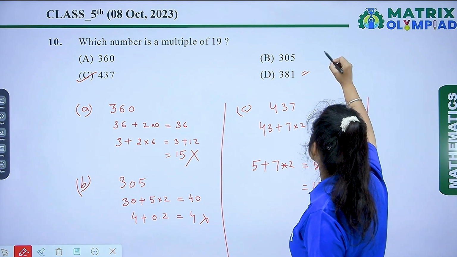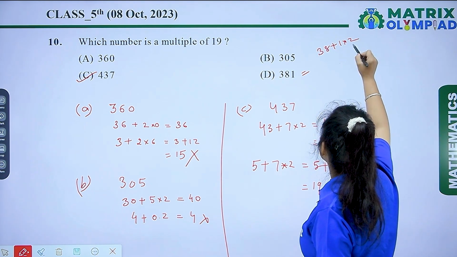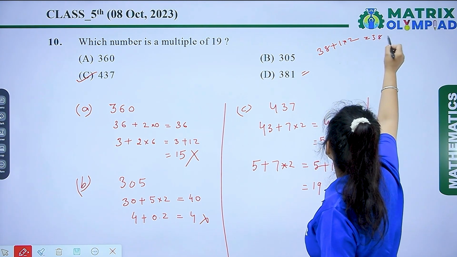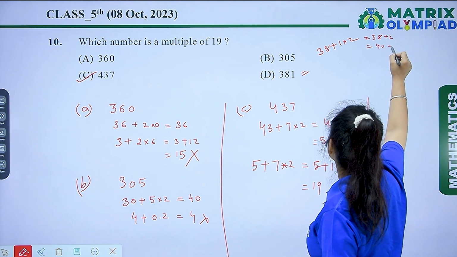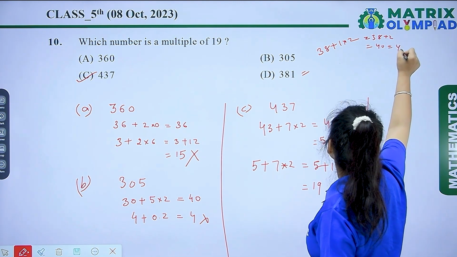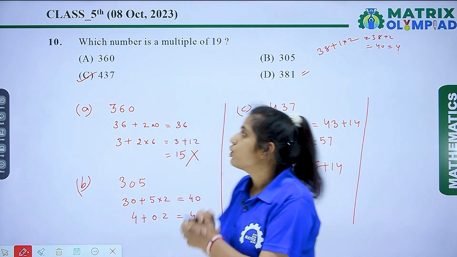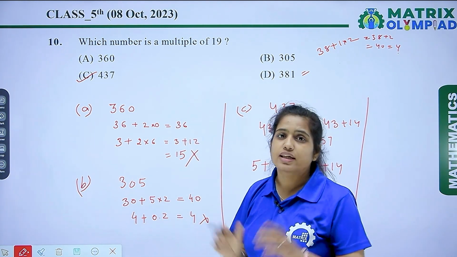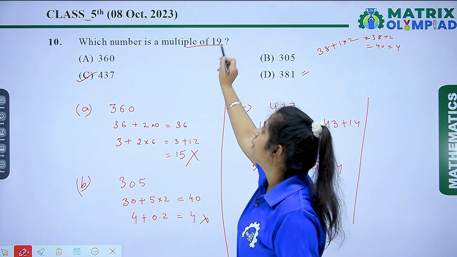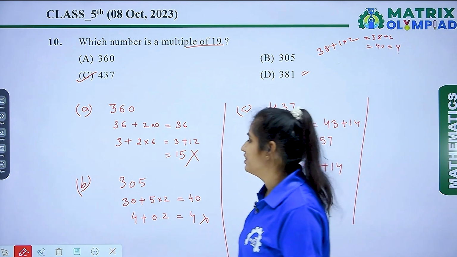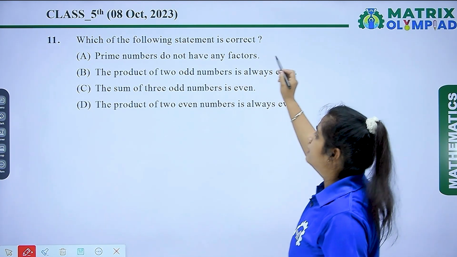Let's solve this D part also to confirm it. Plus 1 multiplied by 2. Here it comes 38 plus 2 is 40. Again it is giving us 4 at the end. So after solving this we get option C is the correct answer, which is divisible, or you can say that multiple of 19.